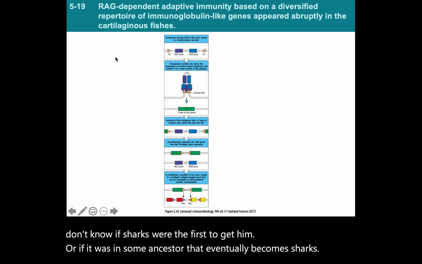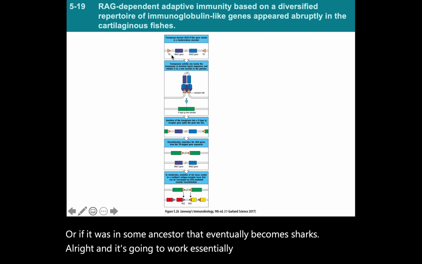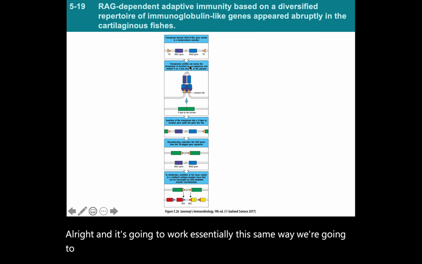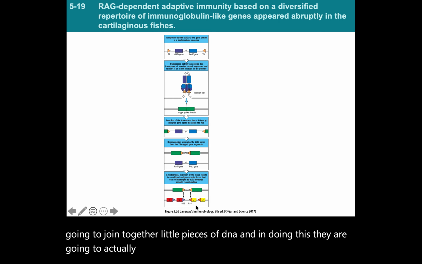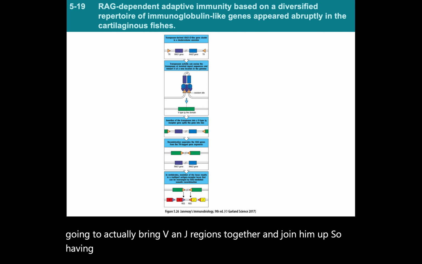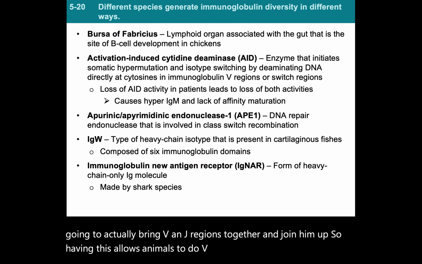All right, and it's going to work essentially the same way. We're going to have RAG1 and RAG2. They're going to get together and join together little pieces of DNA. And in doing this, they're going to bring V and J regions together and join them up. So having this allows animals to do VDJ recombination, basically.